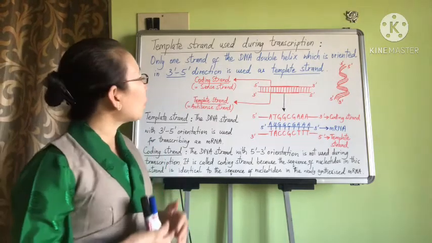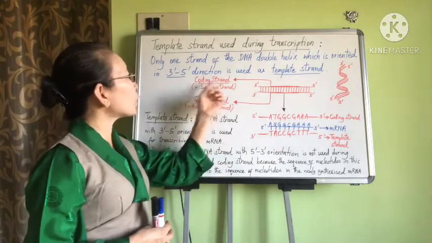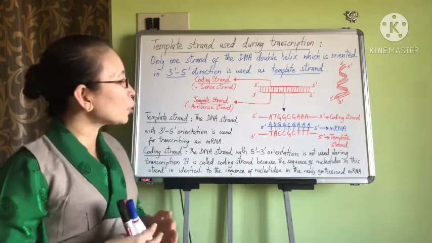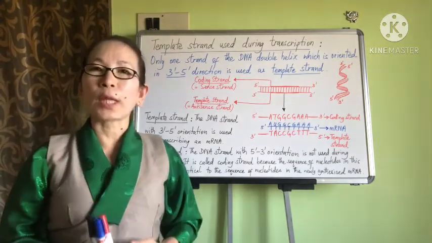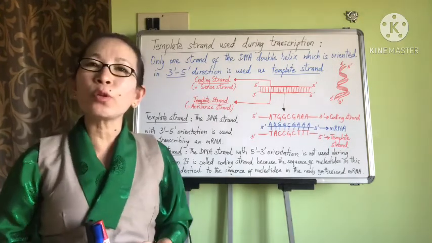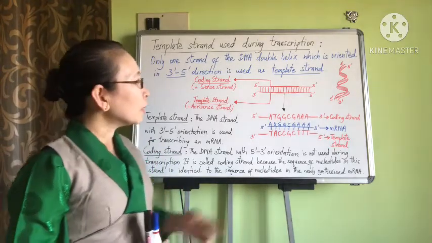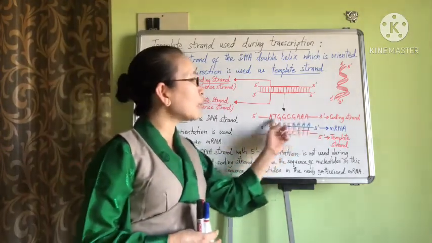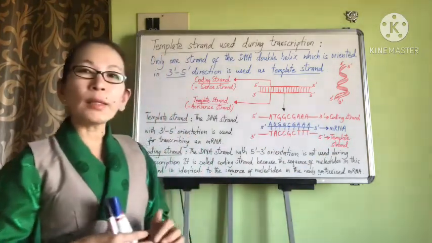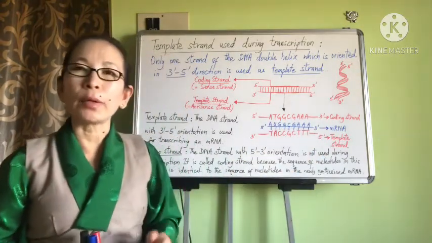You might wonder why the non-template strand is given the name coding strand or sense strand. This is because if we look into the sequence of nucleotides in the non-template strand and compare it with the sequence of nucleotides in the newly synthesized mRNA strand, we find that the sequence of nucleotides in the non-template strand, or the coding strand, is completely identical to the sequence of nucleotides in the newly synthesized mRNA strand.